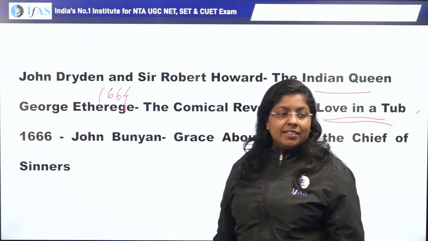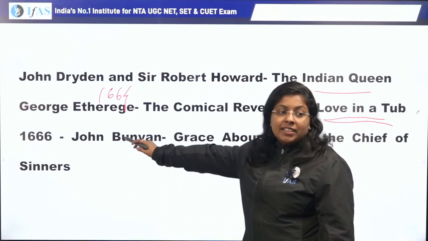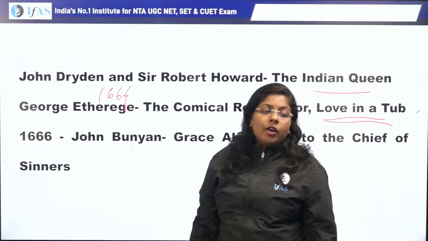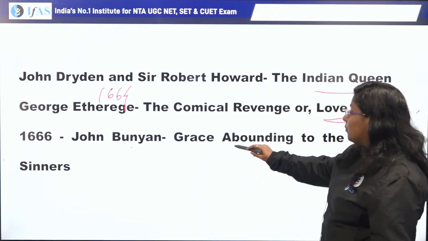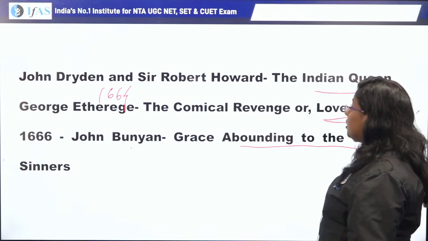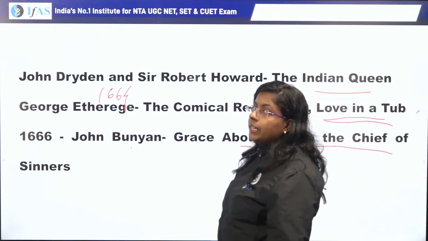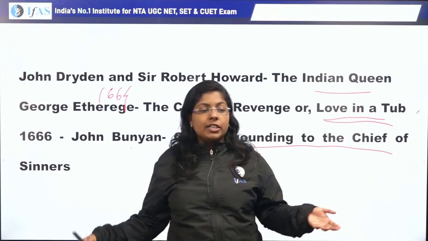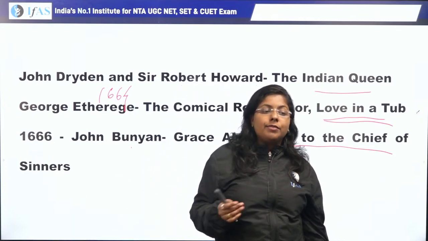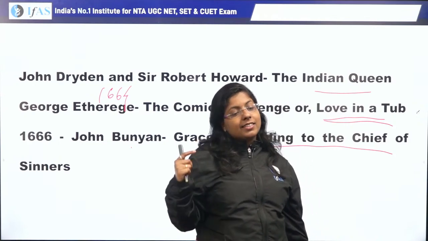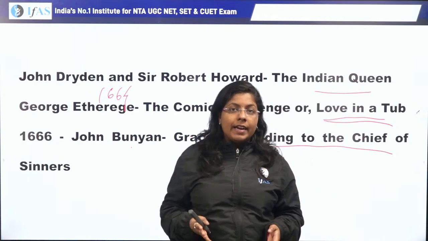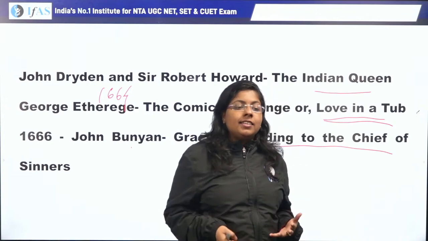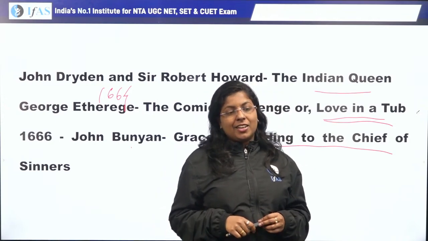Another year is 1666. We have John Bunyan's work, Grace Abounding to the Chief of Sinners. John Bunyan published his work Grace Abounding to the Chief of Sinners in the year 1666. So we have John Dryden, Abraham Cowley, George Etherege, and John Bunyan as the writers in the Restoration Age. Got it?